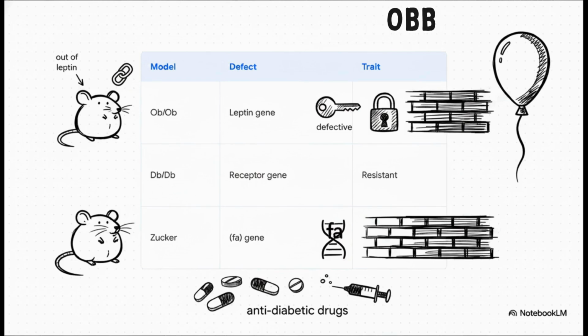Think of it like this. OB stands for out of leptin. It has a mutated leptin gene, so it's leptin deficient. DB, on the other hand, stands for defective receptor. It produces leptin just fine, but the receptors are mutated, making it leptin resistant. And then the Zucker fatty rat has a mutation in the FA gene, making it leptin resistant too. You've got to get these genetic defects mapped out correctly.